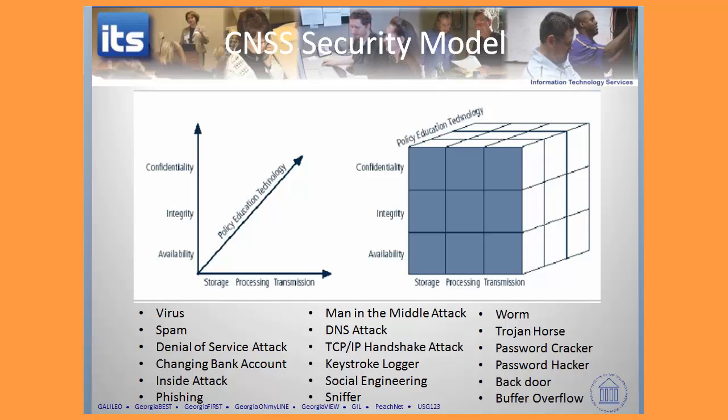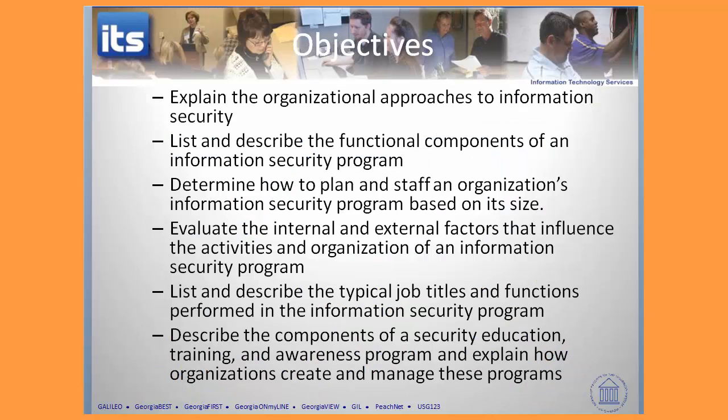Let's look at objectives again for this particular lesson. We're going to look at organizational approaches, and here are the different components associated with that. How do you plan and staff an organization? What are internal and external factors to consider? We'll look at your typical job titles and functions within that organization, and then some components of a security education, training, and awareness program, and how you manage those particular projects. So it's going to be a great chapter with these kinds of objectives. Let's go into our introduction now.